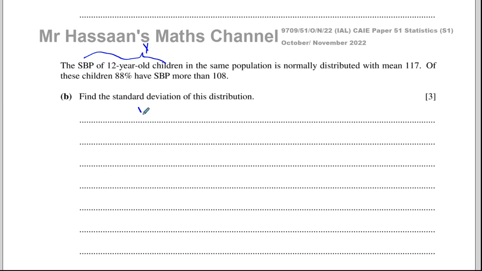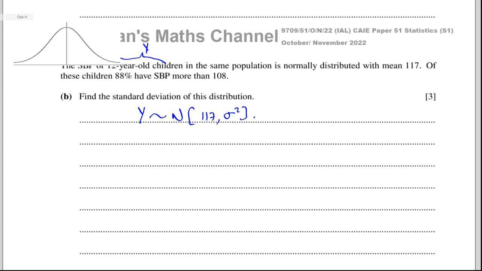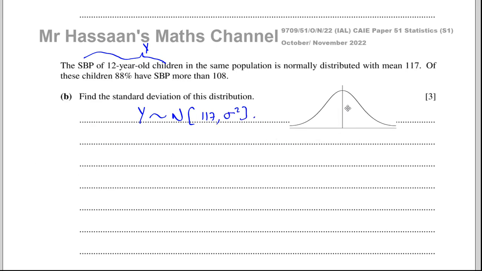So we can say that the blood pressure for children is distributed normally with a mean of 117 and a variance that we don't know. Standard deviation squared, we don't know. And we have, again, our normal distribution table or curve, which will help us to picture what's going on. And we know that the mean is 117.